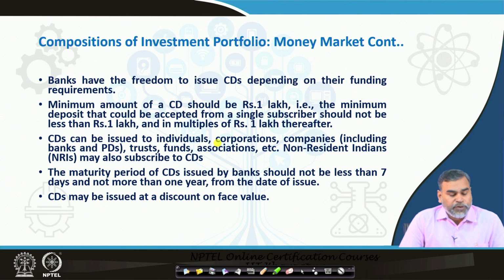So, this issue period, the period for which a certificate of deposit is issued, varies from 7 days to 1 year, and it cannot be more than 1 year. That is why it is considered a short-term security, and again CDs may be issued at a discount to face value. That is basically the characteristics of the certificates of deposit issued by commercial banks.